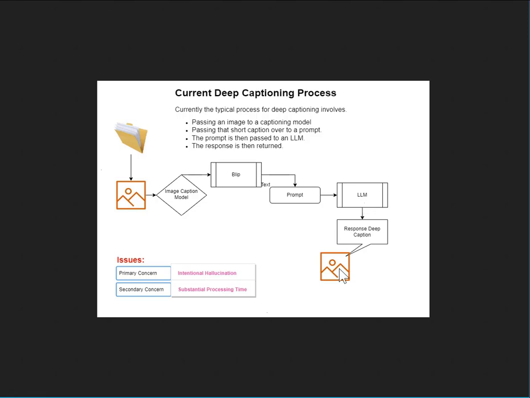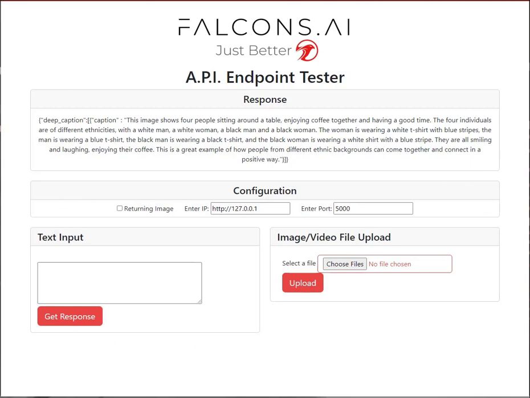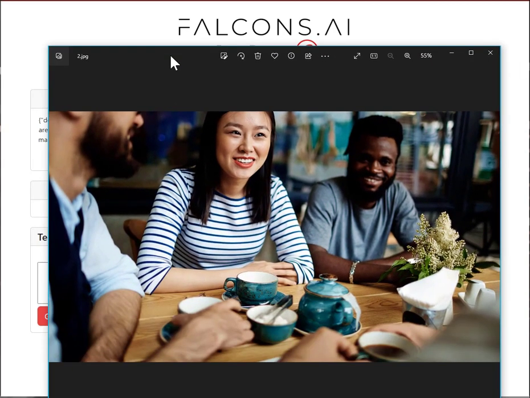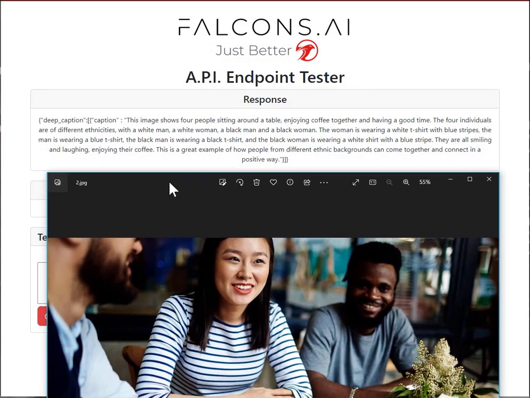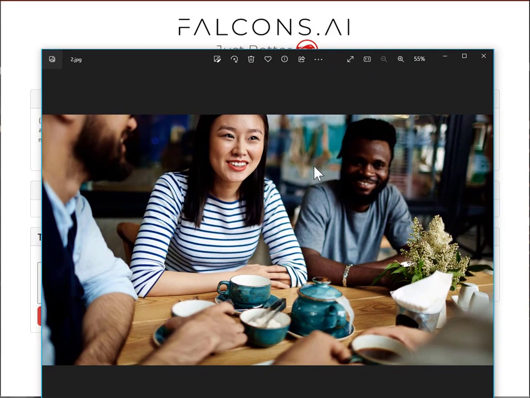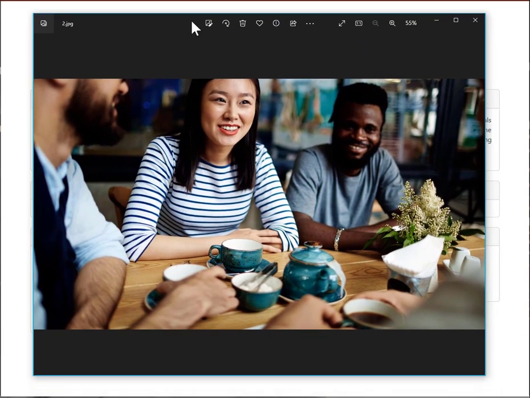So here's the problem, right? There are 2 primary issues with this. The initial one is intentional hallucination, right? So you're building in hallucination. And the secondary one is the substantial processing time. If we go through and look at what it's actually saying versus the picture, there are 4 people, but it's not the couple breakdown that it shows. And so there's a lot of extras that get added in. So that's just one thing to keep in mind as you're going through these sorts of deep captioning models.